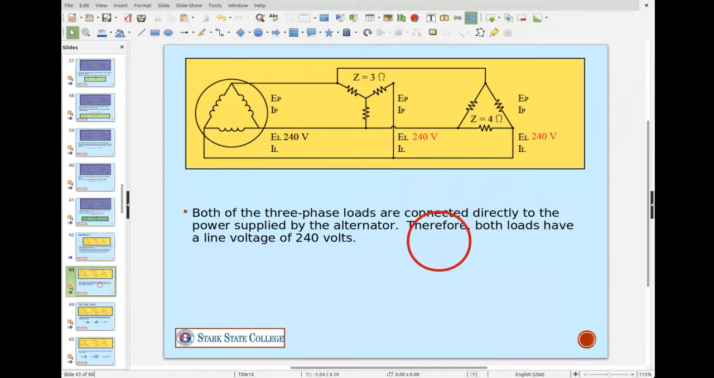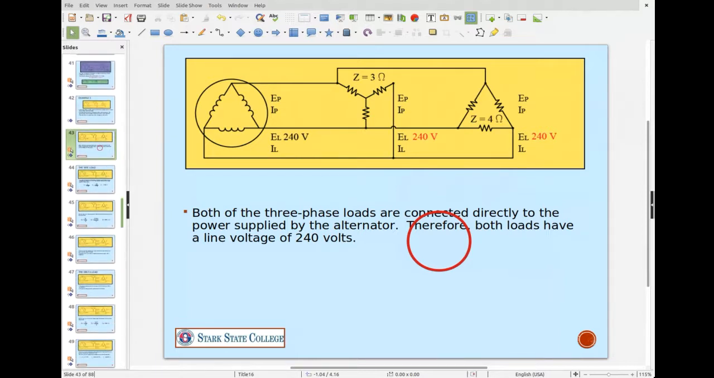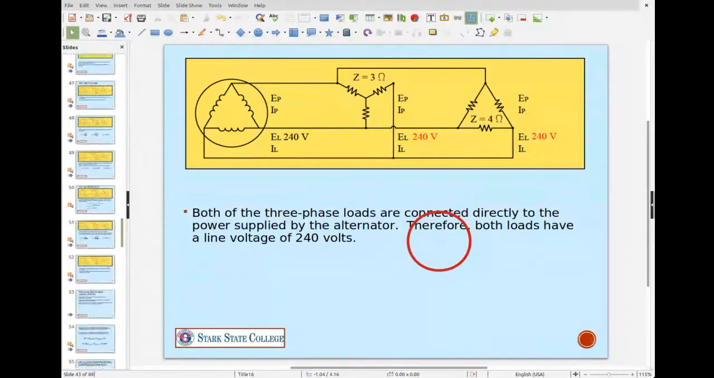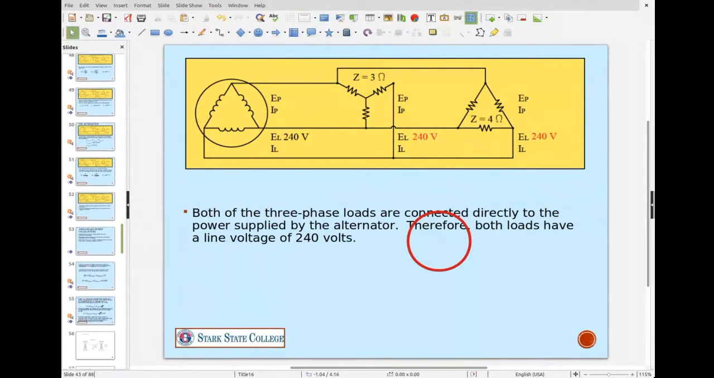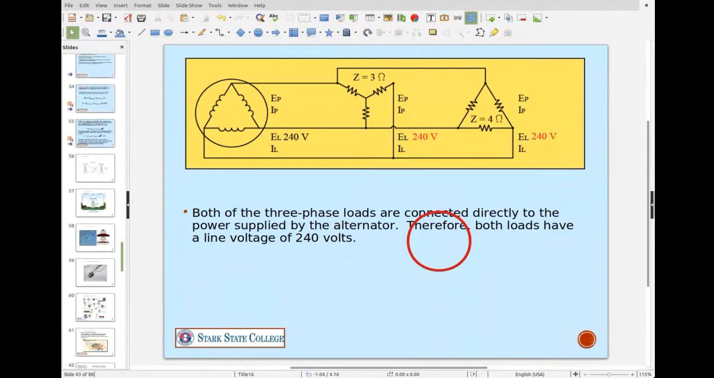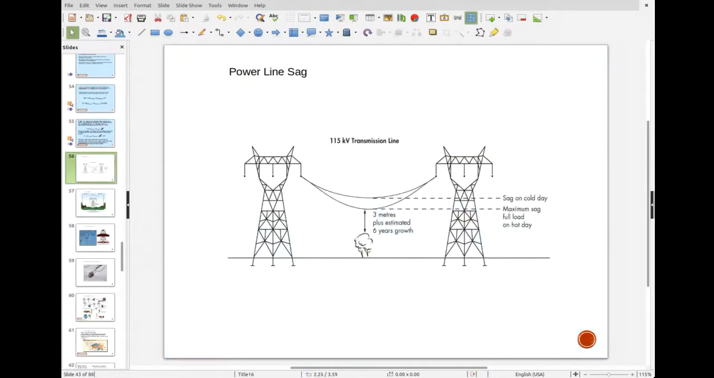Now we're not going to get into unbalanced loads, but if the loads are unbalanced, then the circuits obviously get a lot more complicated. But again, you can always apply mesh analysis. You guys have gotten pretty good with the mesh analysis.